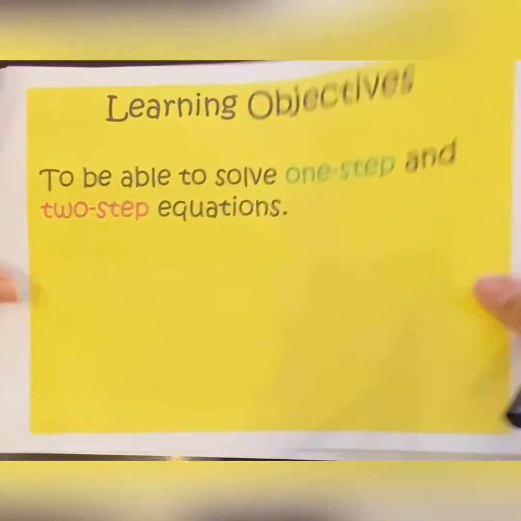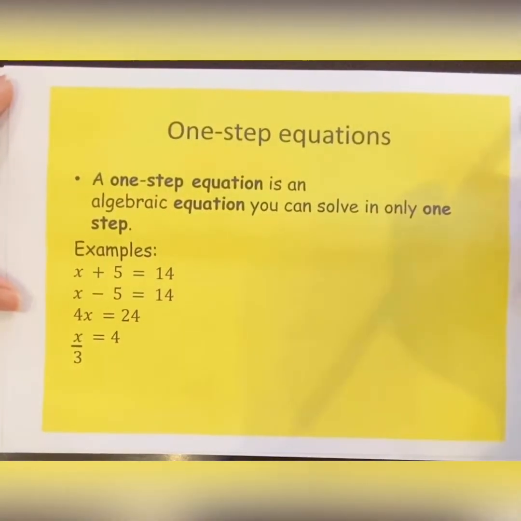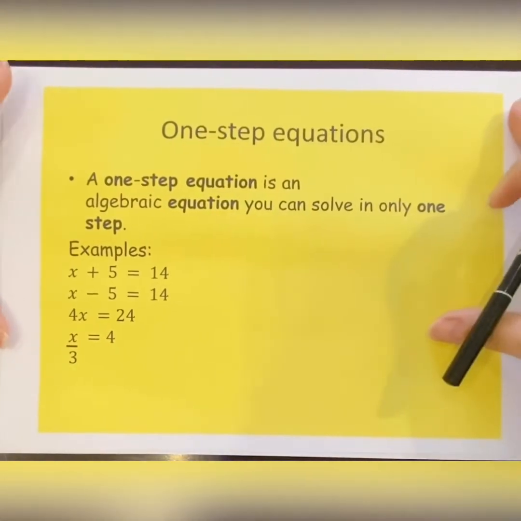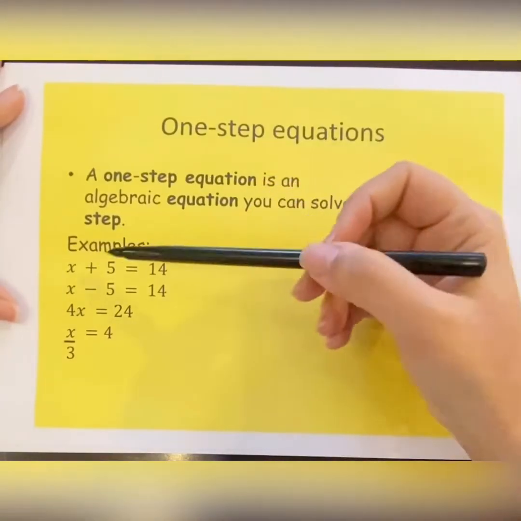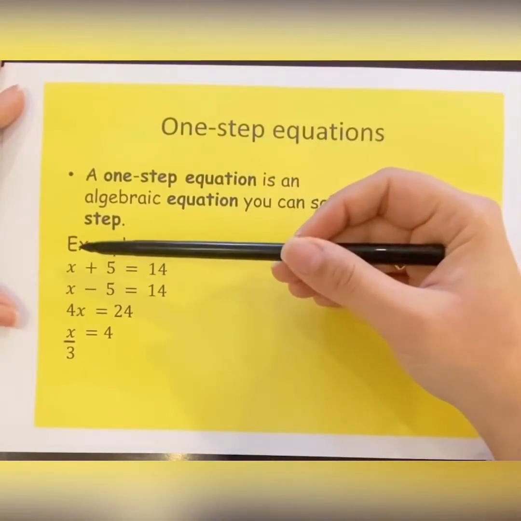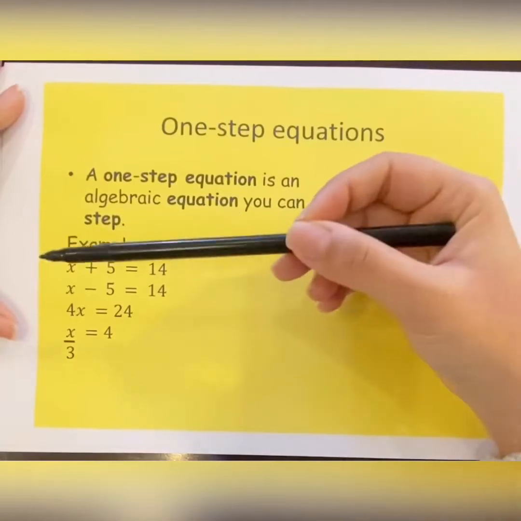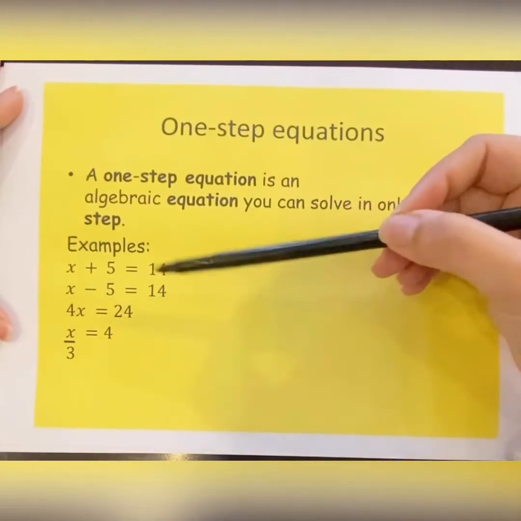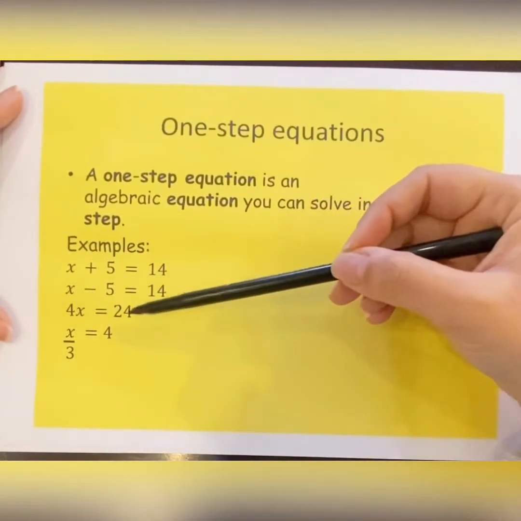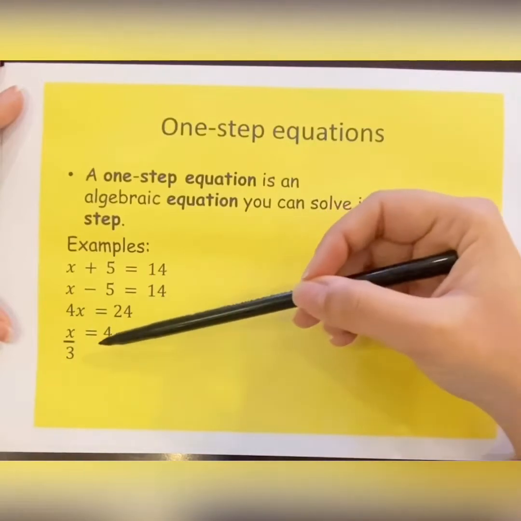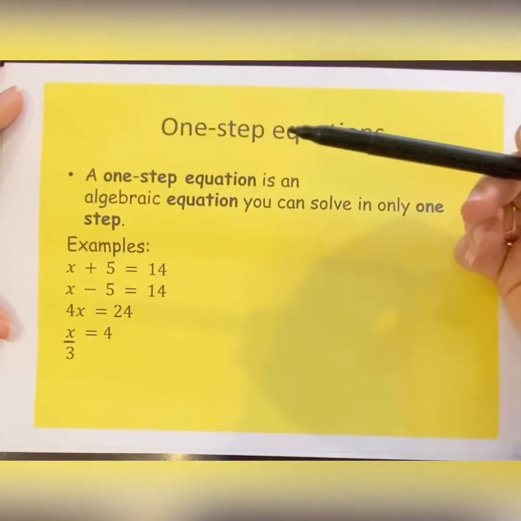What do I mean by one-step equations? They are equations that can be solved in one step only. Examples for these equations are like the following: x plus 5 equals 14, x minus 5 equals 14, 4x equals 24, x over 3 equals 4.